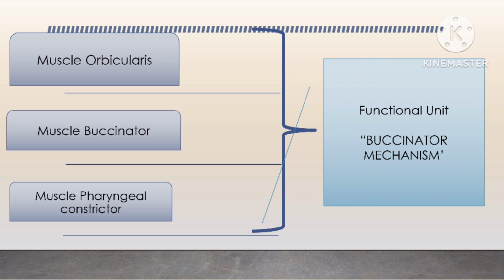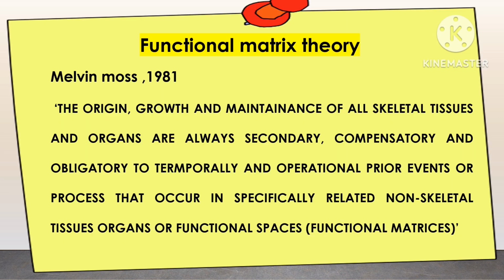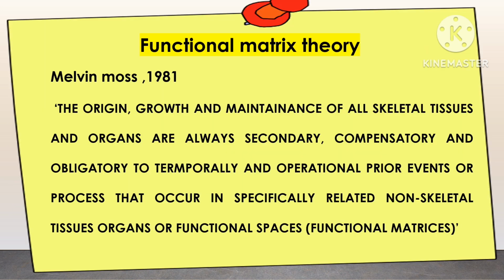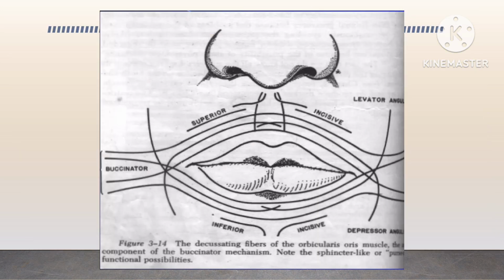We can understand the Buccinator mechanism more comprehensively when we integrate it with the functional matrix theory, which was proposed by Melvin Moss. This theory emphasizes the importance of functional influences on the development of the craniofacial structure. According to Moss, soft tissue functions, including the actions of muscles like Buccinator, play a critical role in shaping the skeletal structure of the face, such as maxilla and mandible. Muscle, being a part of a muscle framework around the oral cavity, plays a significant role in facial development.